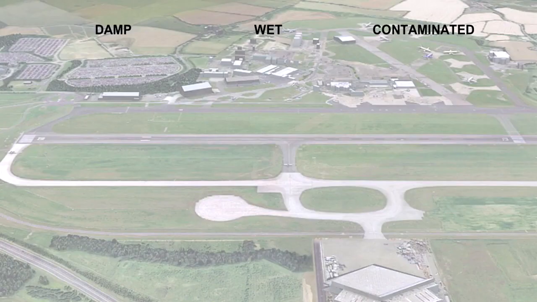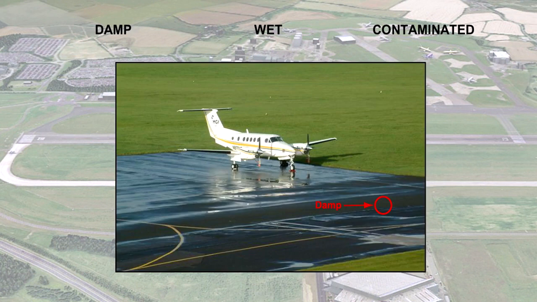An important point to note is that there is a distinction between the definitions of a damp, wet, or contaminated runway. A runway is considered to be damp when there is moisture present on the surface which changes its colour, but insufficient moisture to produce a reflective surface. A wet runway is one whose moisture level makes the runway appear reflective, but there are no areas of standing water in excess of 3 mm deep.